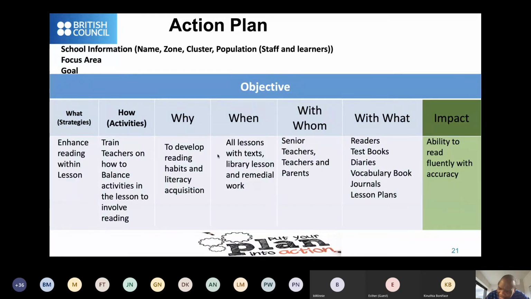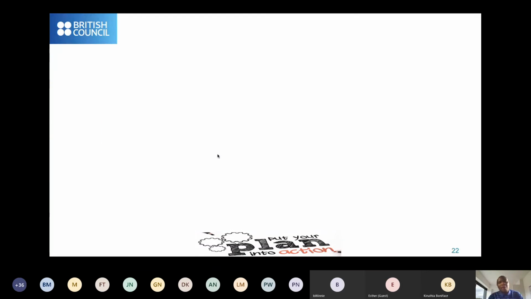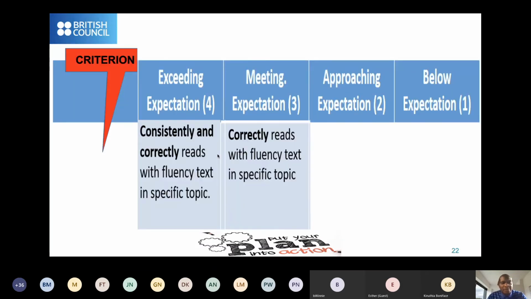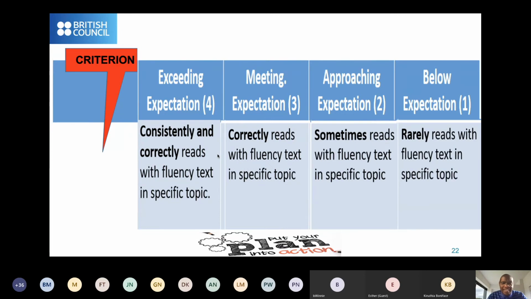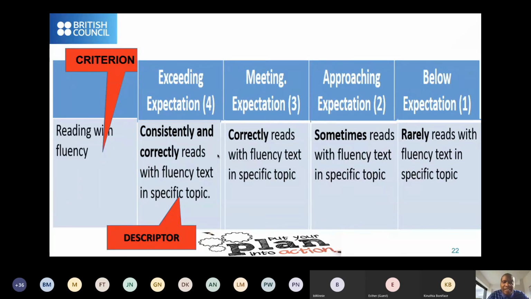So I know, what does ability to read with fluency with accuracy mean? So I'll break that down and say I have a criterion, and in this criterion I'm dividing in exceeding, meeting, approaching, and below. And you can see in exceeding, the descriptor is consistently and correctly read with fluency. So I'm bringing the success parameters. When I come to the criterion is reading with fluency, meeting expectation is correctly reading with fluency, and approaching is sometimes reads with fluency, and below expectation is rarely reads with fluency.